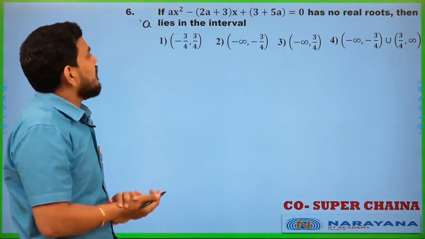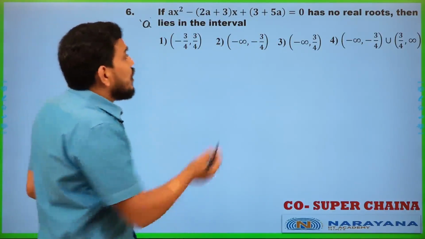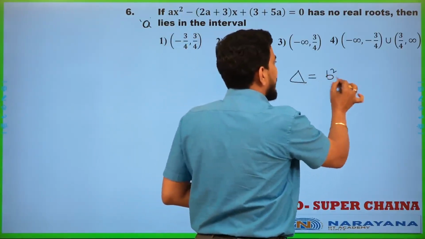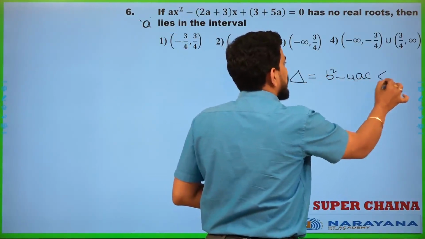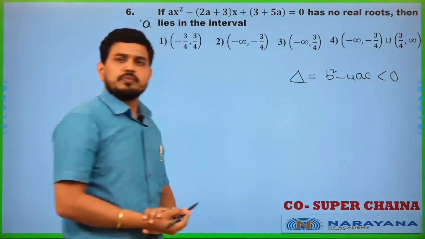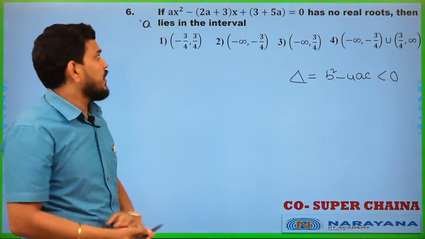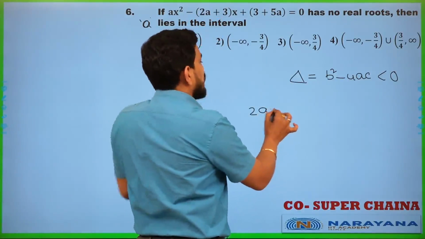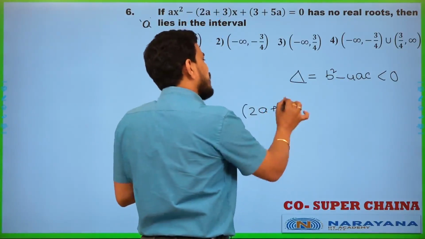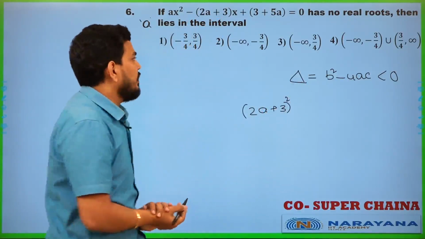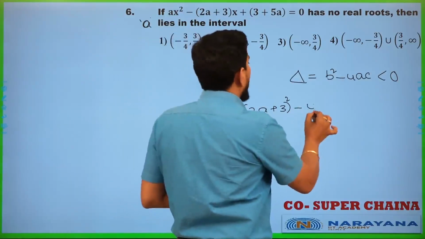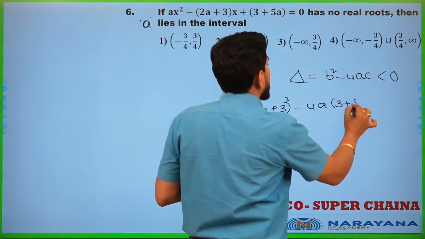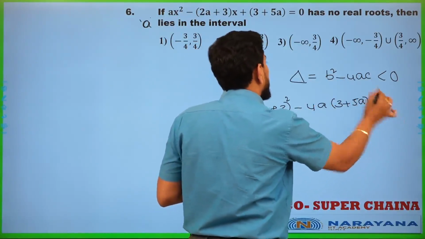Okay. So, what is the value of a? We need to check it out. So, no real root, that means delta, which is b square minus 4ac, should be less than 0. B square minus 4ac. What is b value? Minus of 2a plus 3 whole square. So, whole square is there. So, minus we can remove. Minus 4 into a is a into c is 3 plus 5a is less than 0.